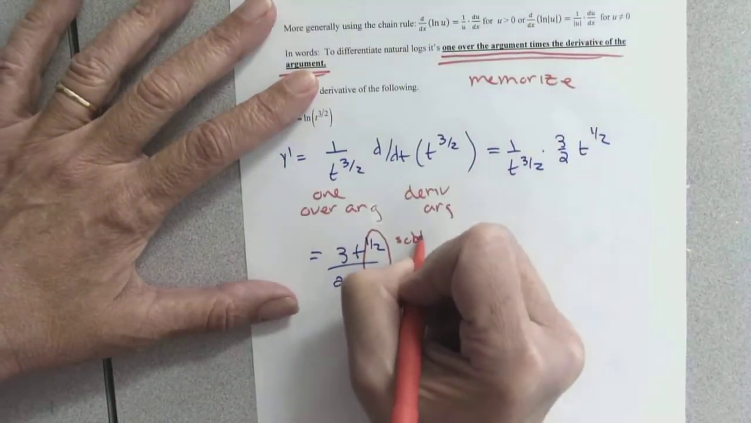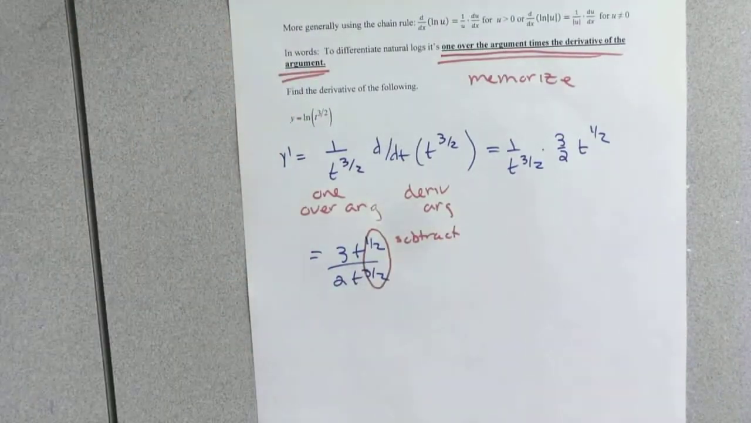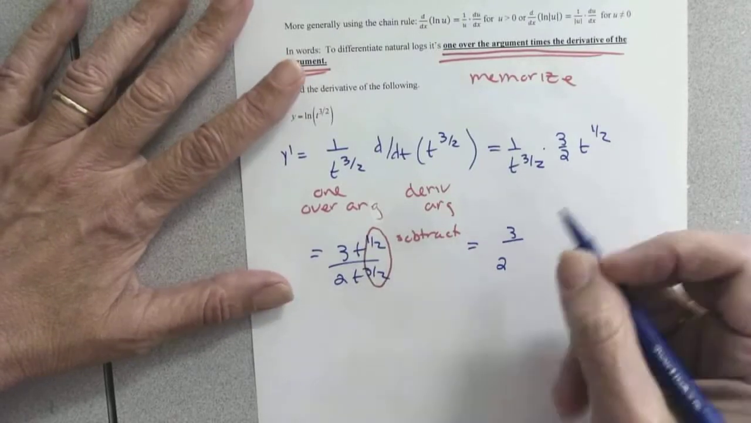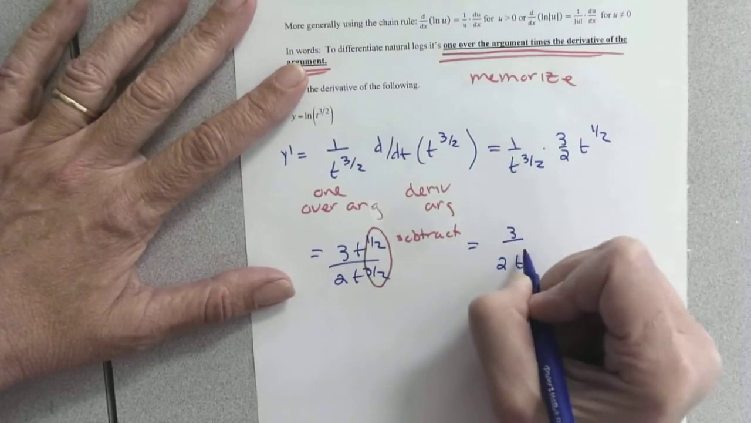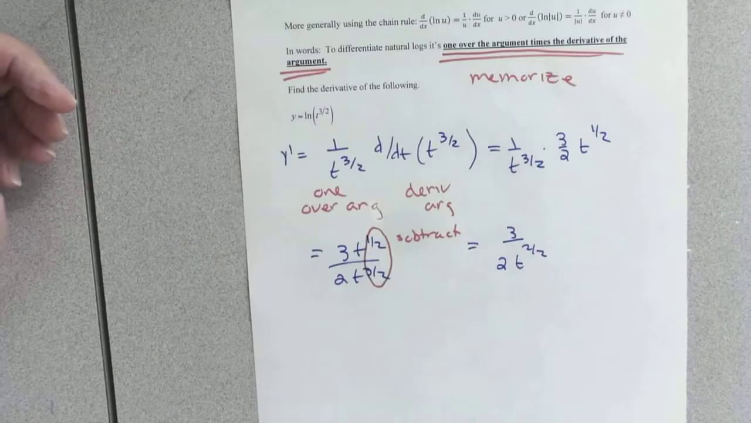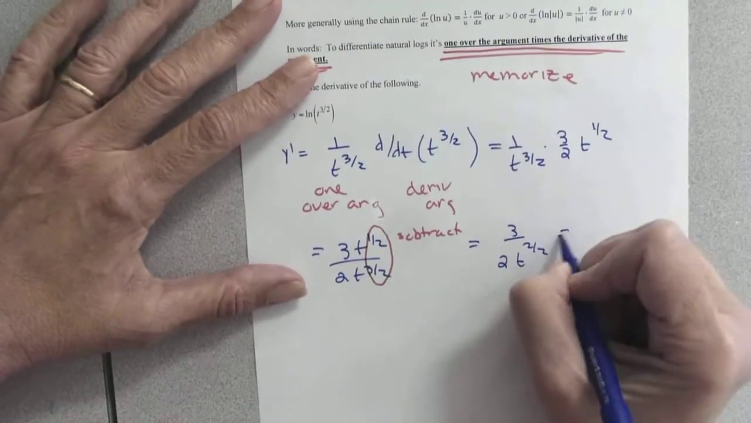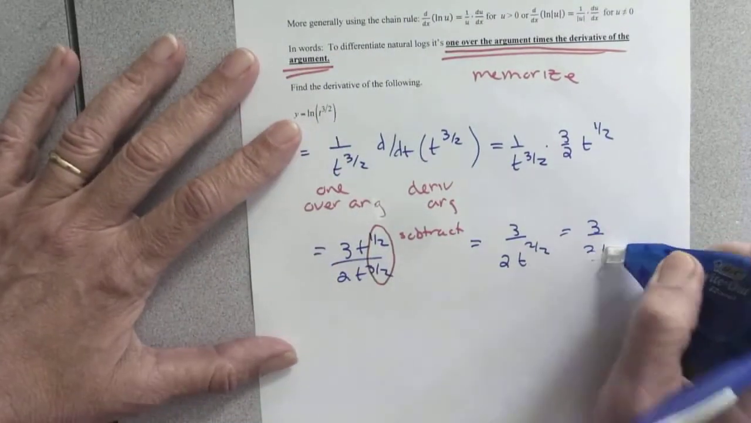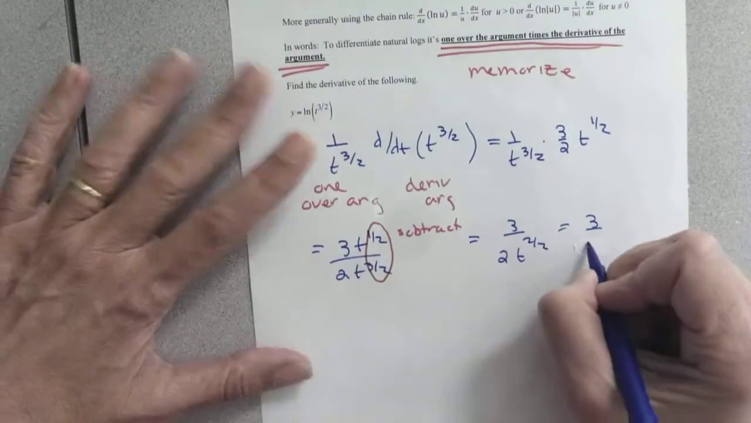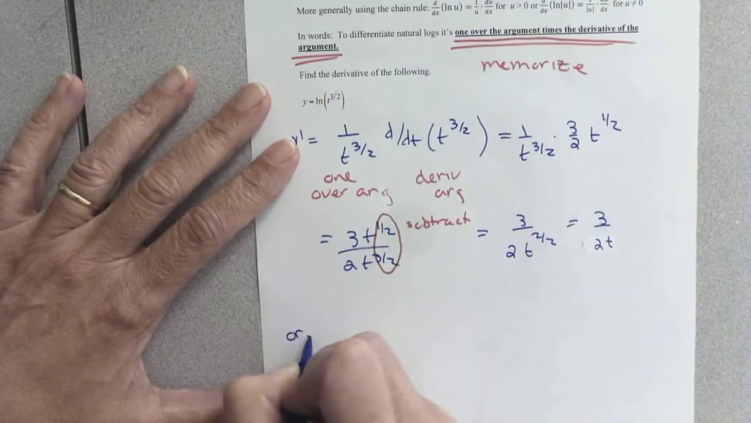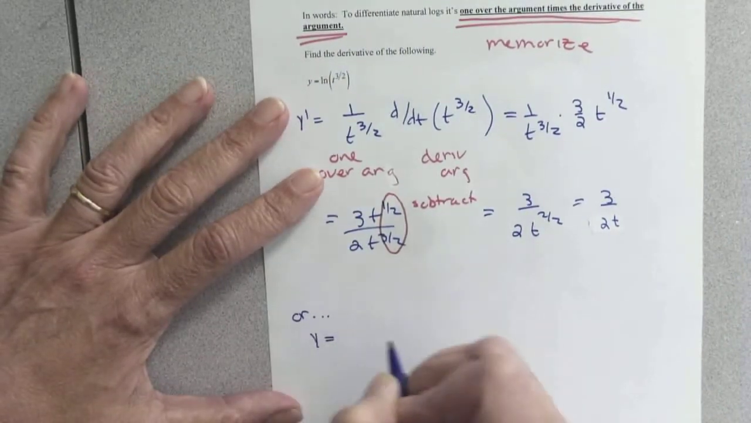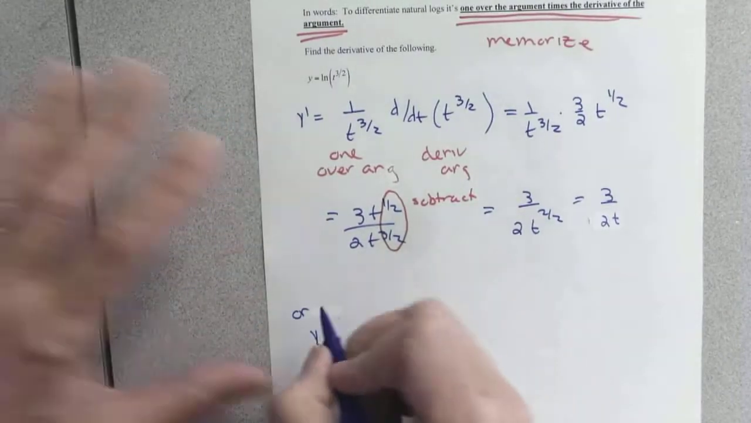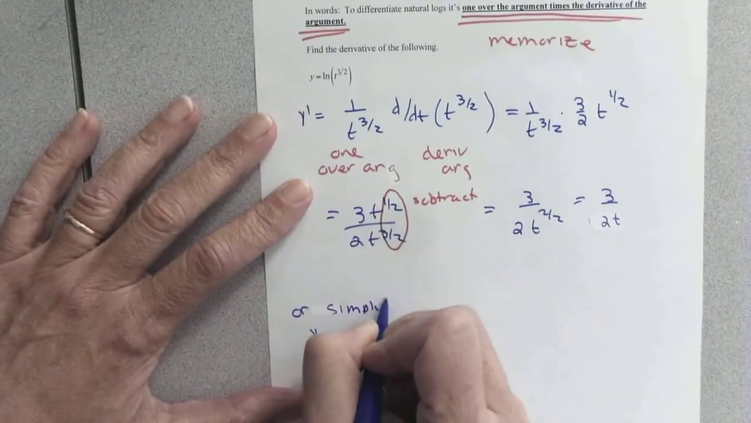I subtract my exponents. So I'd have 3 over 2t to the 2/2. 3/2 minus 1/2, 2/2. Showing everything I could show. So 3 over 2t. Or simplify first. So there we simplified on the end, and it wasn't horrible.